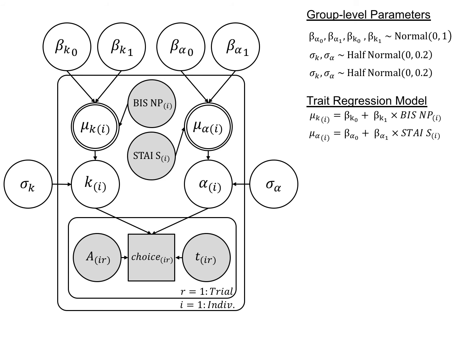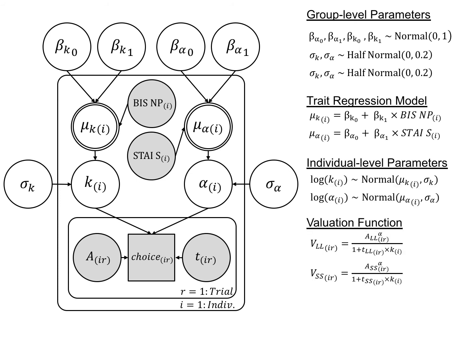And so the theory would suggest that we see a positive relationship between trait impulsivity, or the BIS, and K, indicated by a positive beta K1, and then a negative relationship between beta alpha 1 and the STAI, or the state trait anxiety states subscale. And then here's the specification for the individual level parameters.